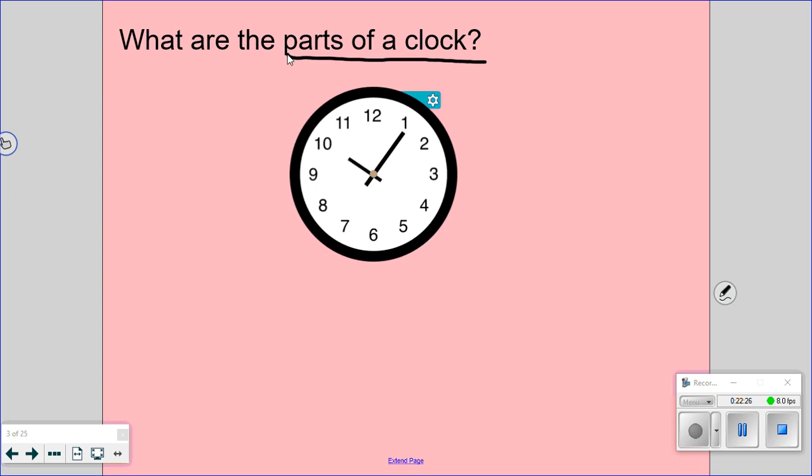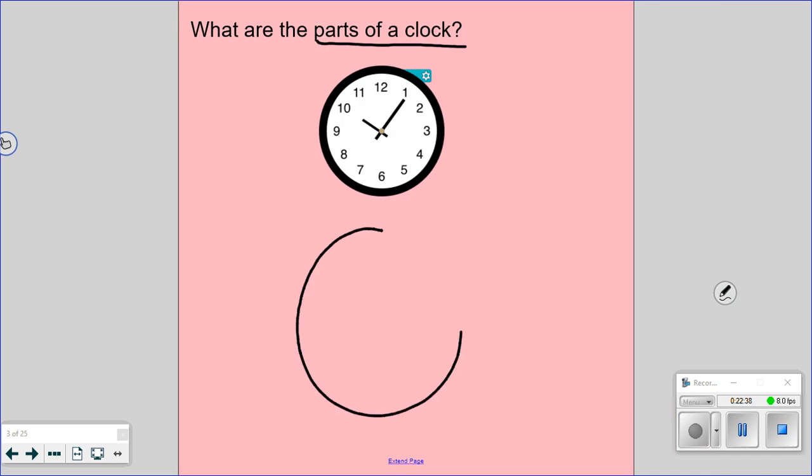We've already talked about one. It's not on this clock, but I'll go ahead and draw it. Draw a circle. At the top of a clock is always the same number. It's not 10. Look at the top of the clock. What number is at the top? 12. It's always 12. Every single time it's always 12.